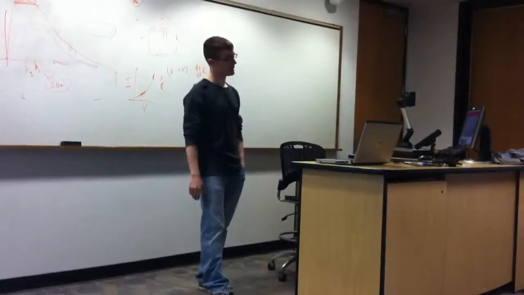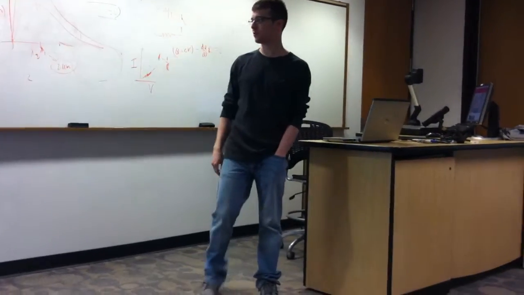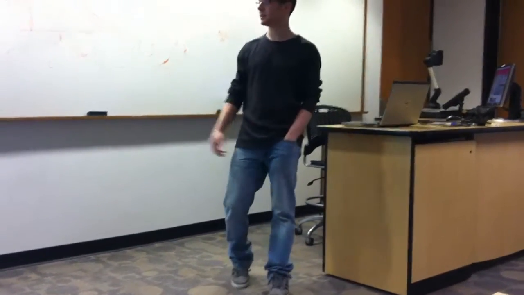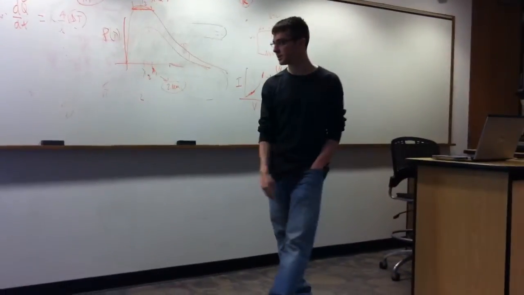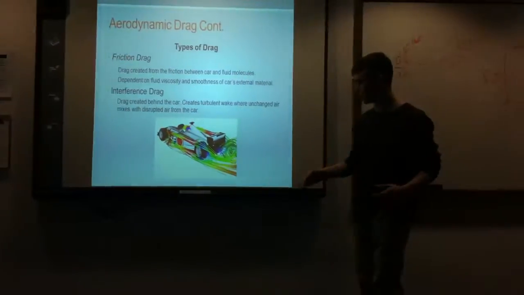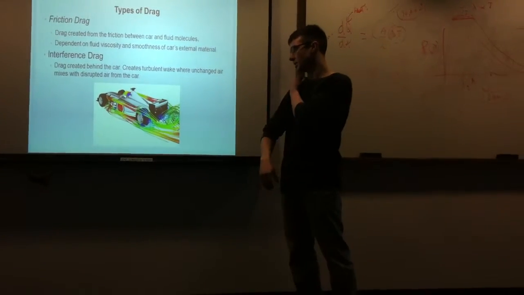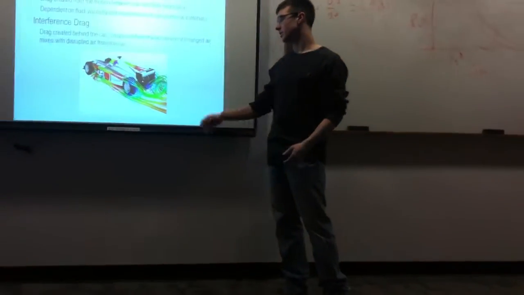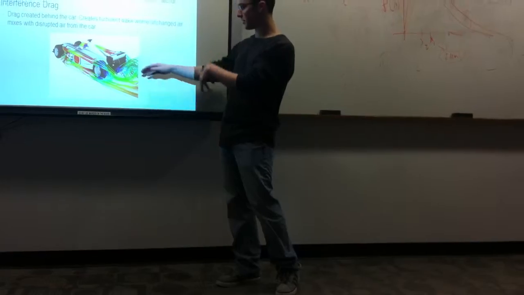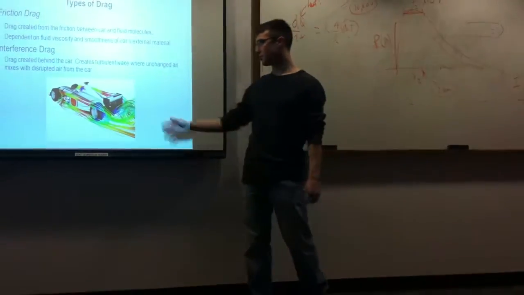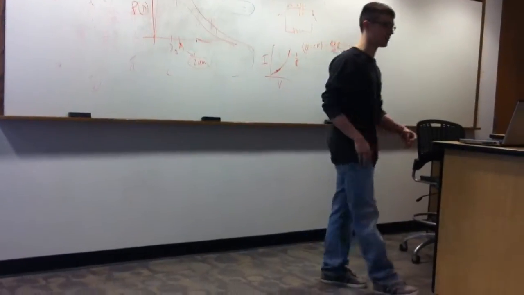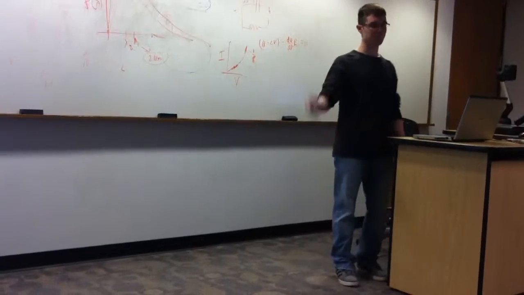So there are a couple of types of drag: friction drag and interference drag. Friction drag is the drag created from the friction between the car and the fluid molecules. Then there's interference drag, which I'll go over here to explain. It's basically drag behind the car. When the car, this is just a race car for example, is at high speeds and shoots through the air, there's a bunch of unchanged air in the back that's mixing with the air that was going over the car, so it creates a bunch of turbulence. You can see that on jet engines and such. If they take colored smoke, it actually creates a vortex, and it's a pretty neat effect.